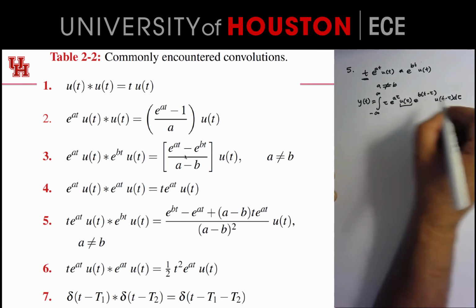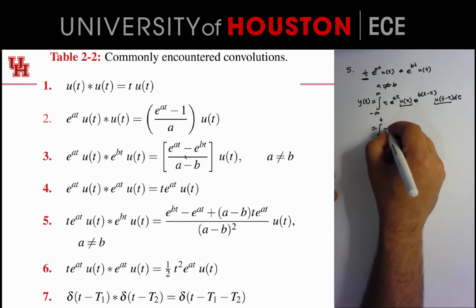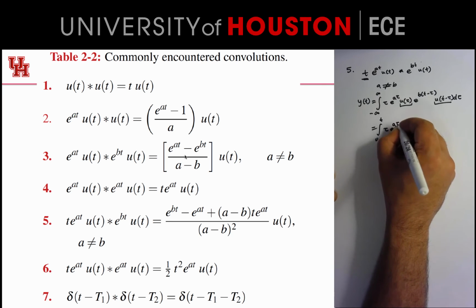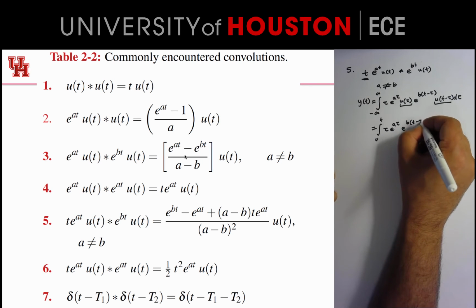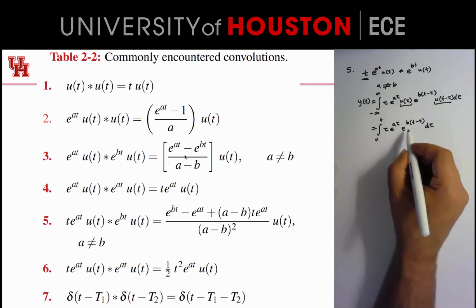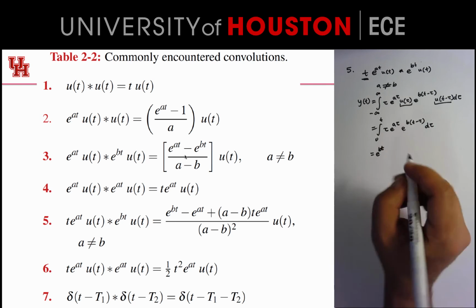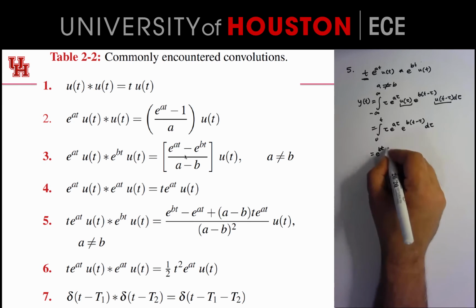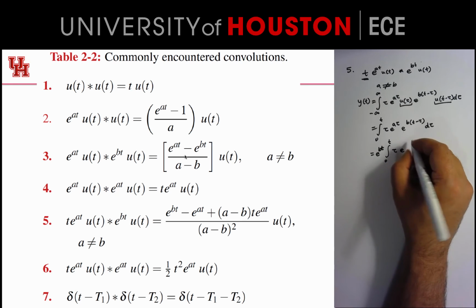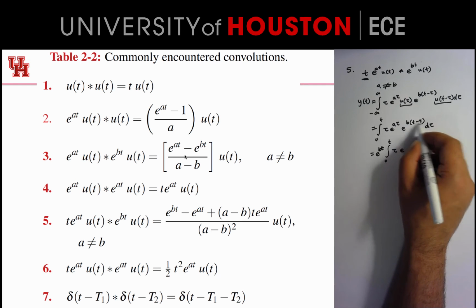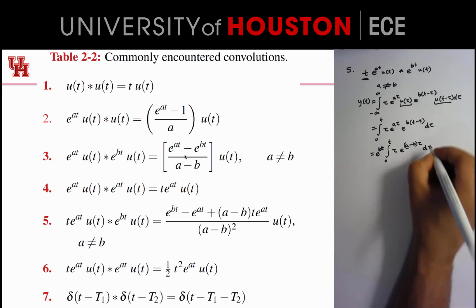We now know the usual routine with these two unit steps, so this becomes the integral from 0 to t of tau e to the a tau e to the b(t minus tau) d tau. Now e to the bt can be pulled outside because we're not integrating with respect to t, so we get e to the bt times the integral of tau e to the (a minus b) tau d tau.